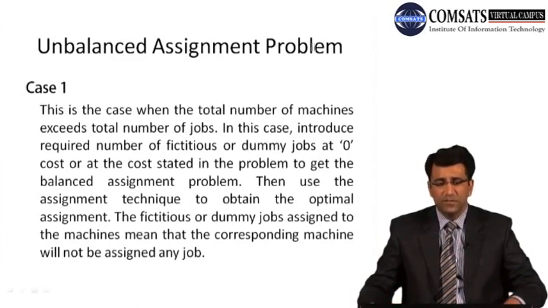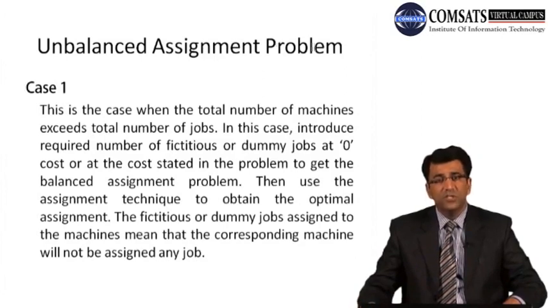Now case 1, students, is the case when the total number of machines exceeds the total number of jobs. That is, the number of machines is more than the number of jobs being assigned. In this case, we will introduce the required number of fictitious or dummy jobs at 0 cost. This is an important class. Suppose there are 4 jobs available and there are 6 machines available, so the difference is 2. So we will introduce 2 dummy jobs for this sort of problem. Dummy jobs or fictitious jobs.